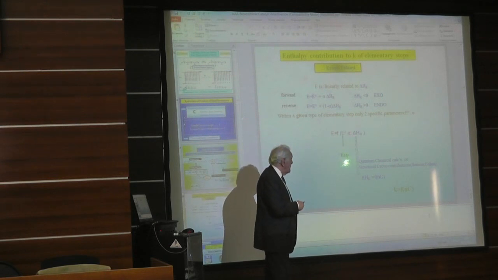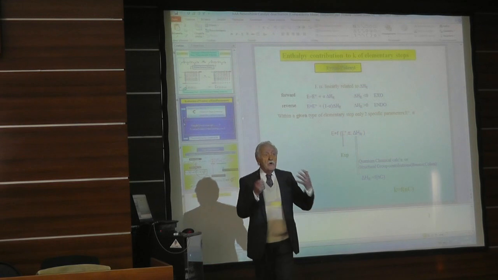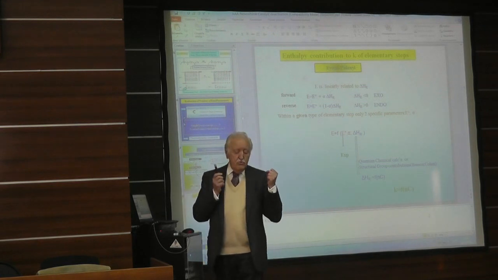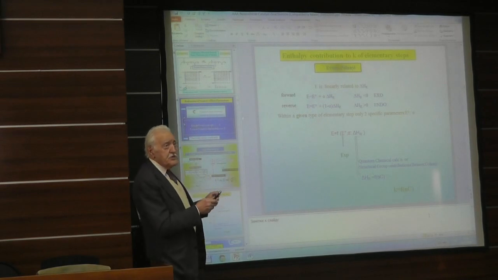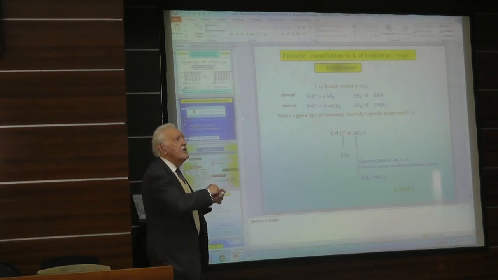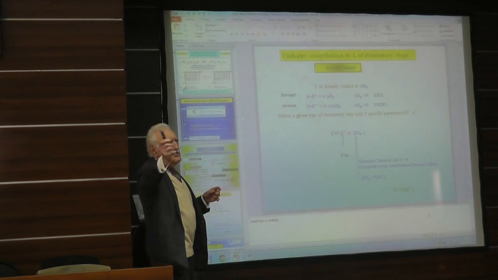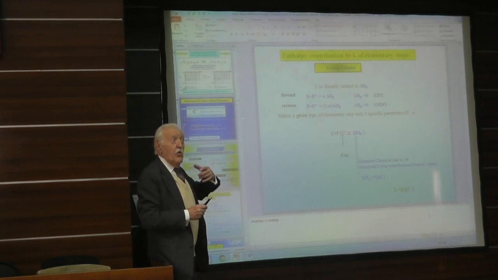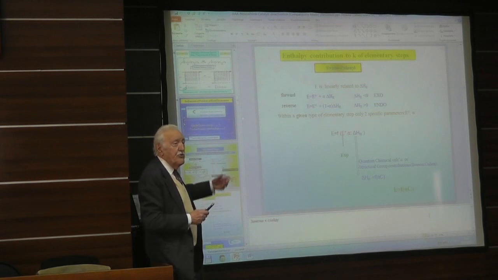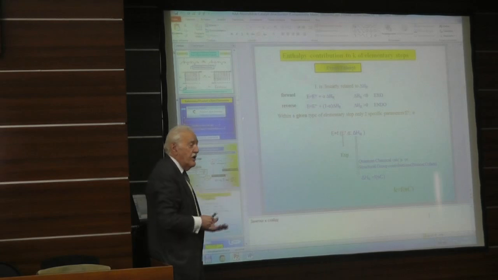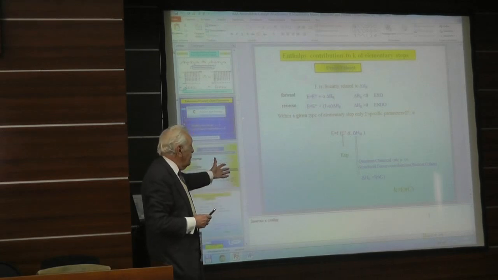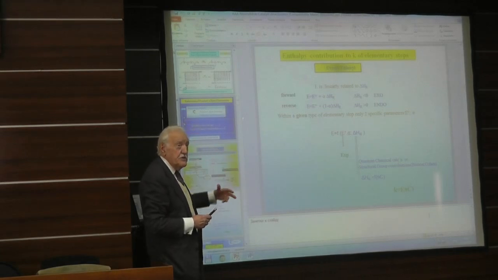Okay, so now we have the tools to determine kinetics, rate coefficients that are independent of the chain length. And after we have determined that from the experimental data, then we can calculate the effect of the chain length, starting from those two basic things.